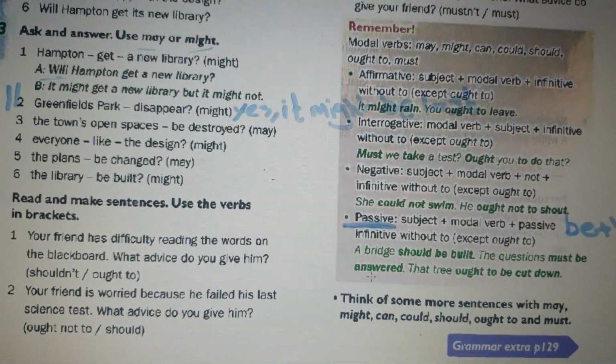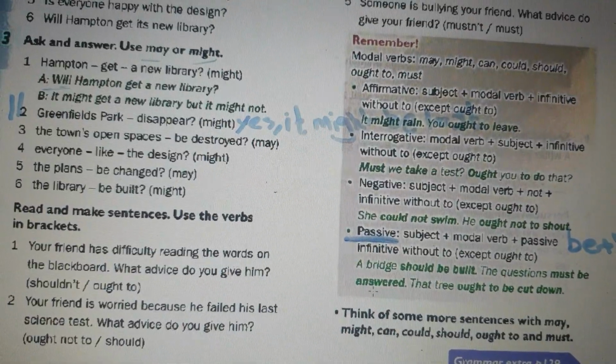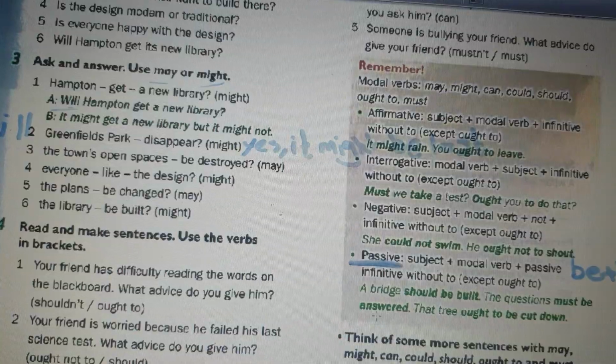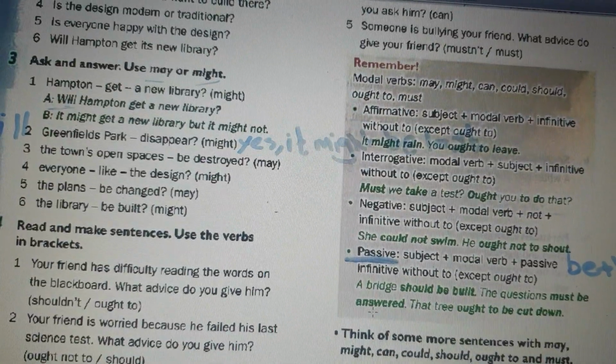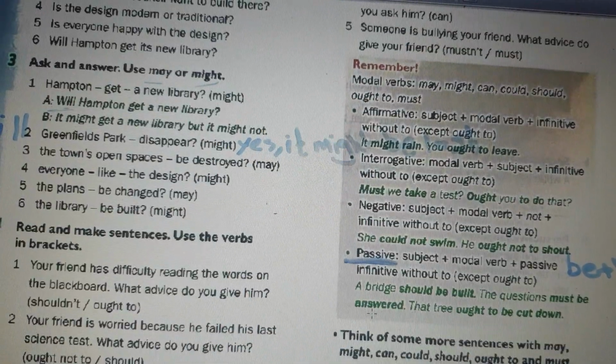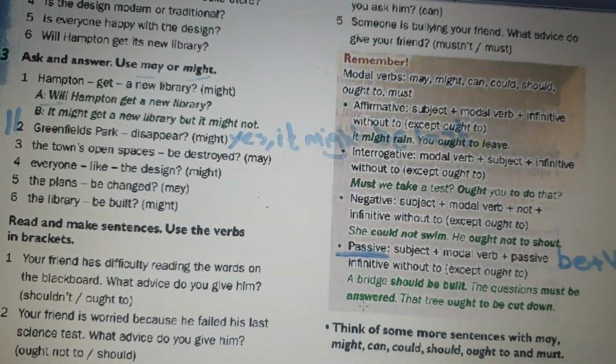Number 3, the town's open spaces be destroyed. Will the town's open spaces be destroyed? Yes, the town's open spaces may be destroyed.